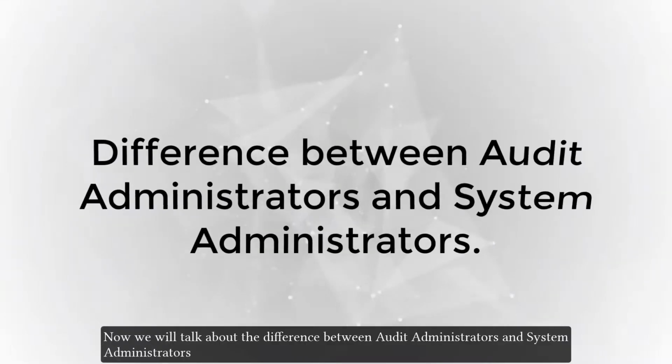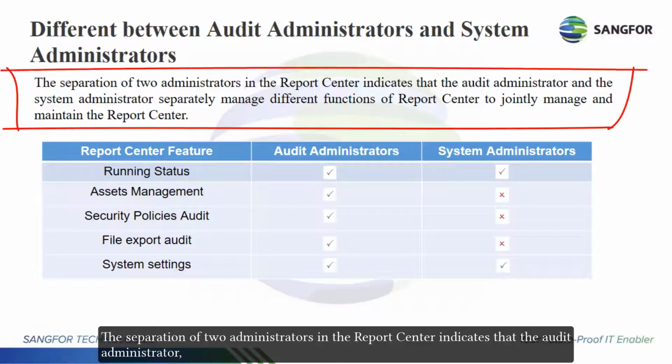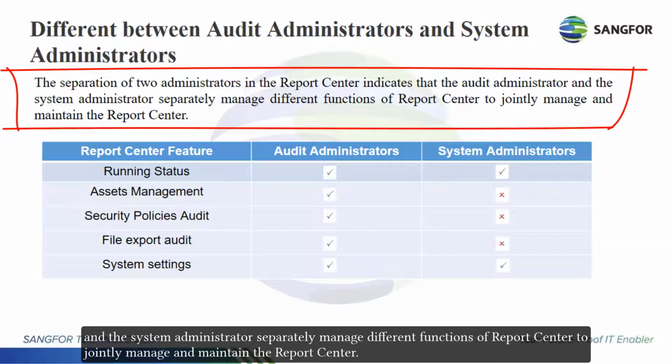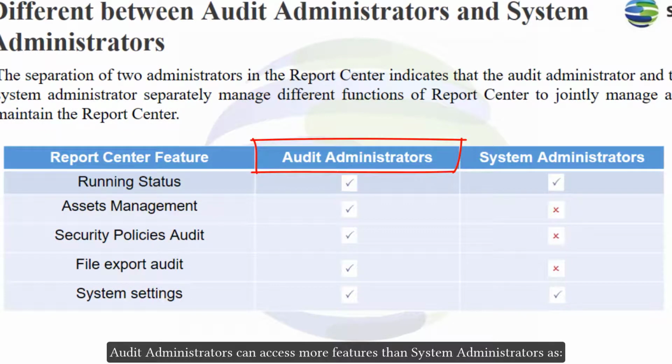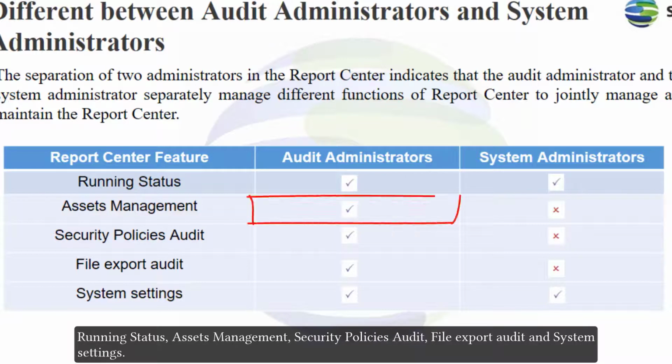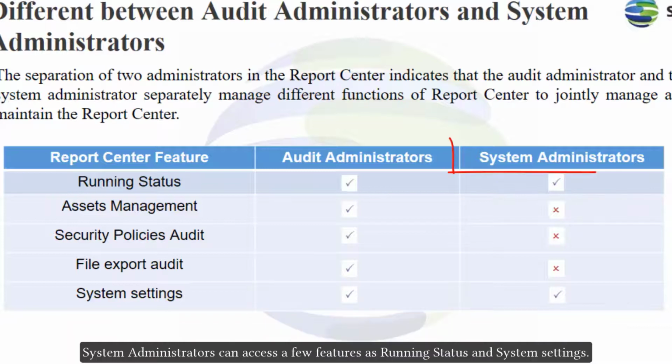Now we will talk about the difference between audit administrators and system administrators. The separation of two administrators in the report center means that the audit administrator and the system administrator separately manage different functions of the report center to jointly manage and maintain it. Audit administrators can access more features than system administrators: running status, assets management, security policies audit, file export audit and system settings. System administrators can access fewer features: running status and system settings.